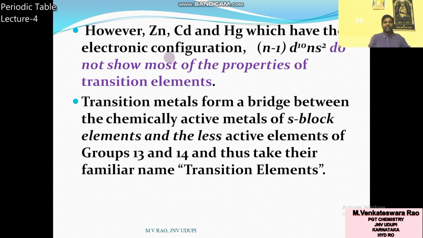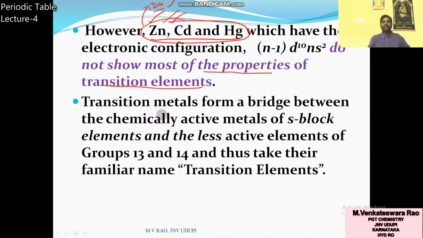You know zinc, cadmium and mercury do not show any of the special properties of transition elements because these are non-transition elements. Zinc forms colorless compounds. It has low melting point, low boiling point, no magnetic property. It is diamagnetic.